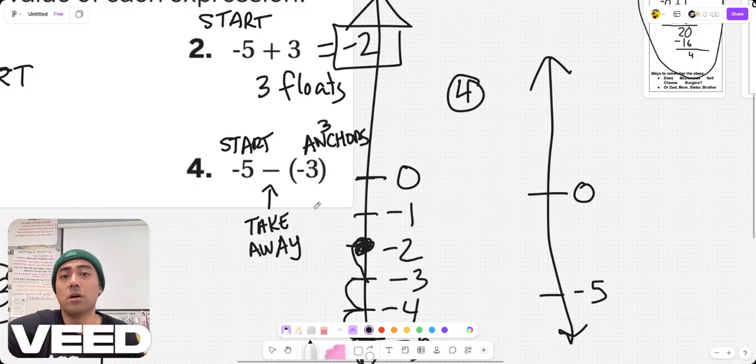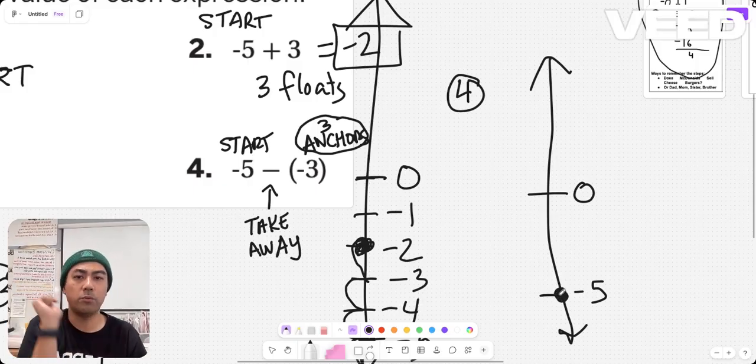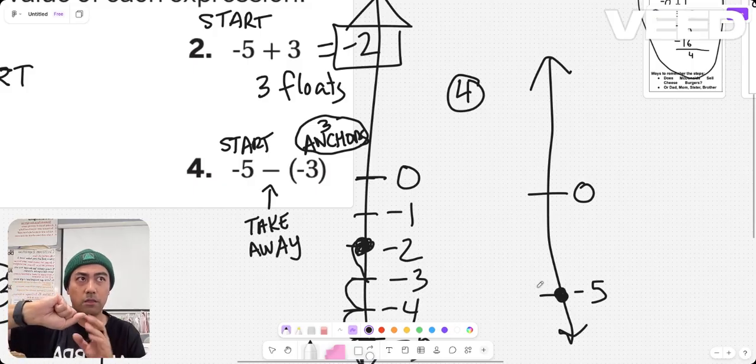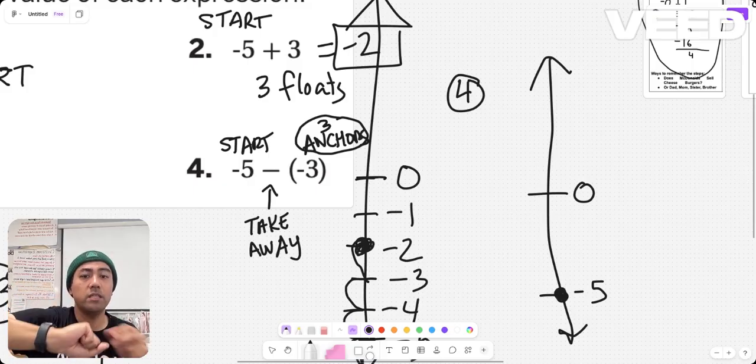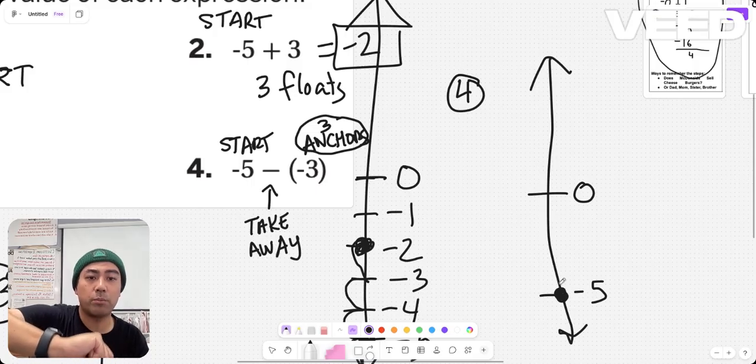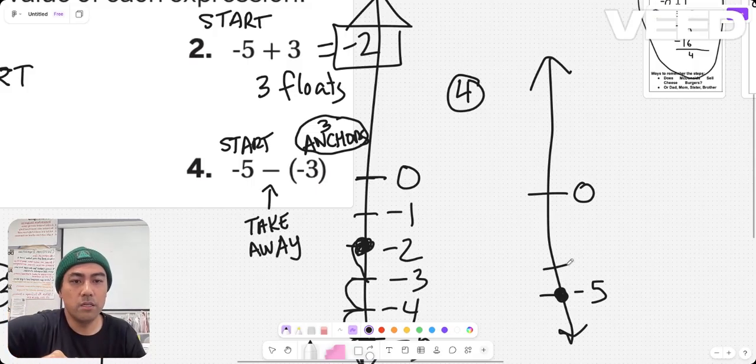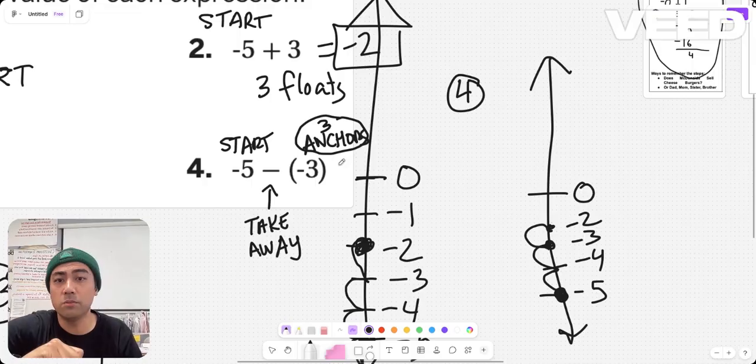Okay. So another tip is labeling. I'm labeling my minus sign, knowing that it's a takeaway. I'm labeling my -3 to know that's 3 anchors. We're taking away 3 anchors. So if I'm starting here, what happens when we take away 3 anchors? Well, it means that we're taking away things that are bringing it down. So that means we can go up 3. So when we go up 1, we go up 2, we go up 3, and I'm finally here. So -2. So my final answer to this question is -2.